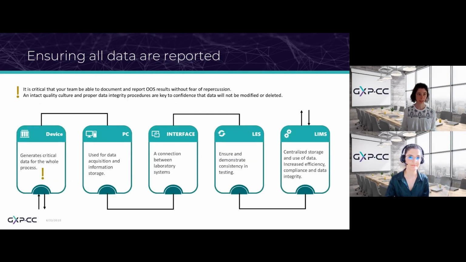So if we bring that concept now again into our data flow diagram, it's critical that your team be able to document and report their OOS results. You don't want them to be fearing any kind of repercussions. And whenever you're generating that critical data that is used in your process, you want to be sure that the data is not going to be modified or deleted.